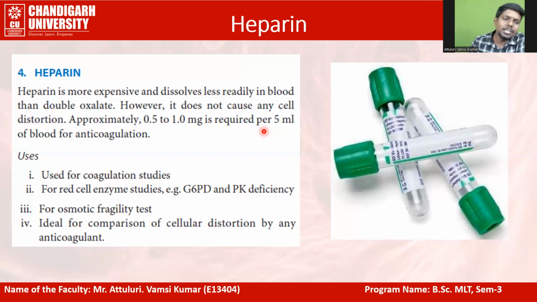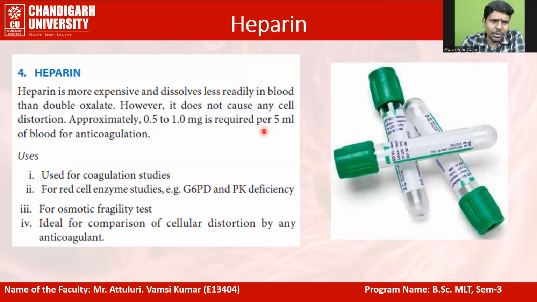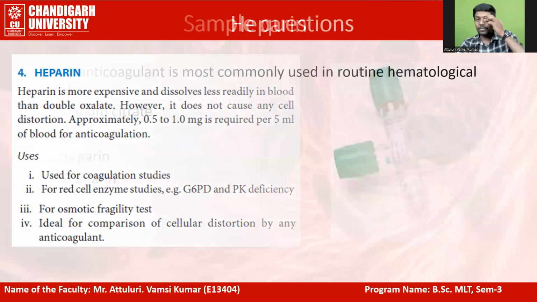Heparin is used for studying lab tests such as G6PD deficiency, PK deficiency, osmotic fragility test, or even cellular distortion tests. So this is the complete overview of anticoagulants, and let us see a few questions.